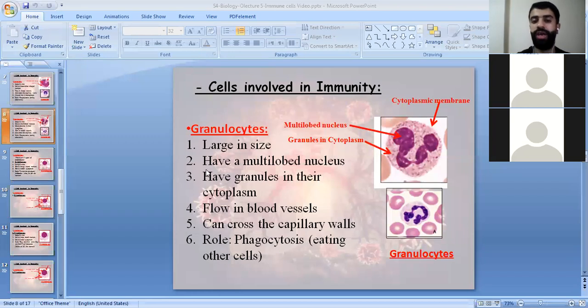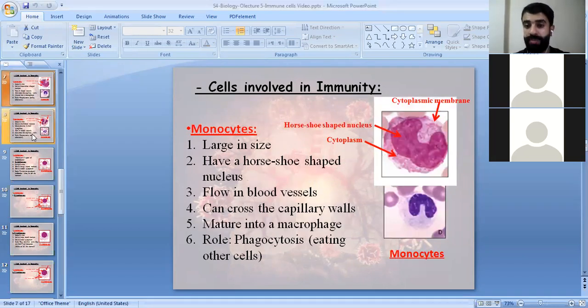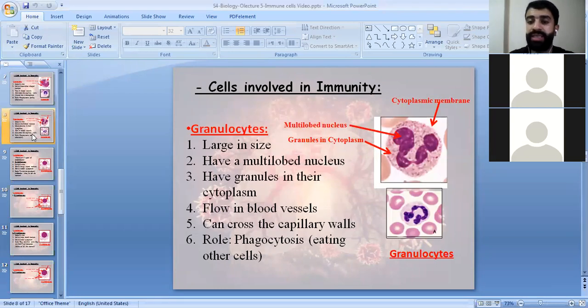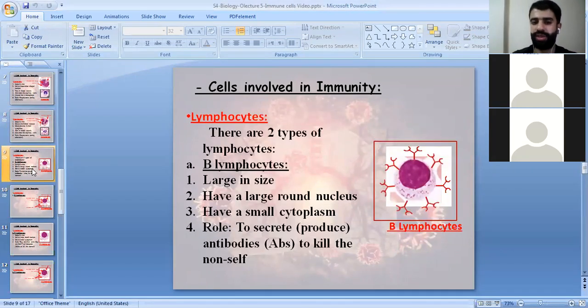So they have the same properties as the monocyte, but the nucleus in the monocyte is horseshoe-shaped, while in the granulocyte, it's a multi-lobed nucleus. They have granules in the cytoplasm. That's why the name granulocytes. These are the granules in the cytoplasm here. Both of them have a role in phagocytosis.